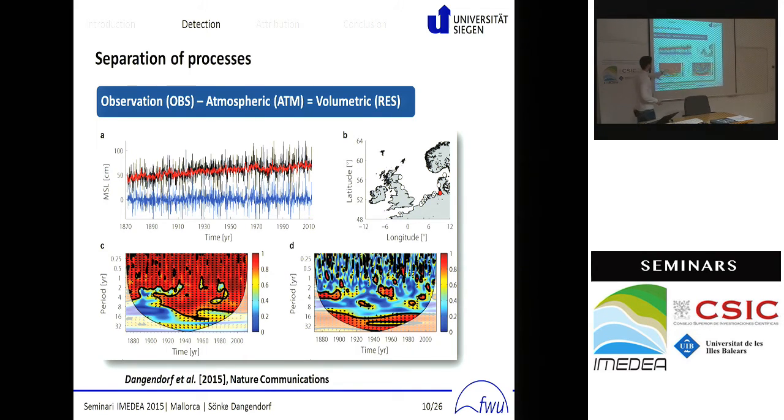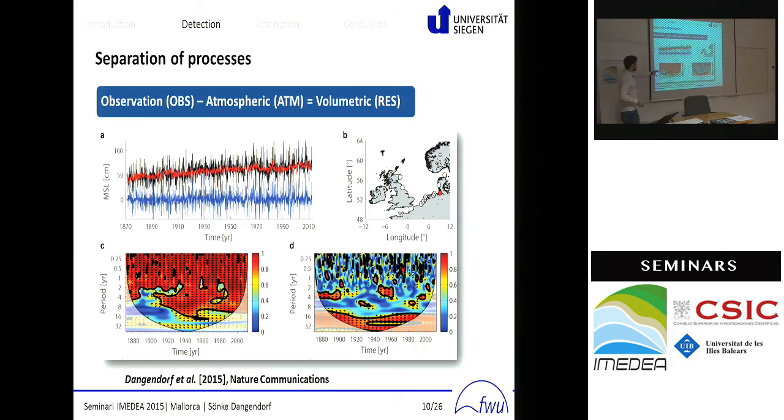And then you see in the lower part two plots of wavelet coherence. This shows the correlation on different time scales between two time series. On the left side, you can see the coherence between the wind component and the total measurement of sea level. And on the right side, you can see the coherence between the residual component containing density and mass changes, and the observation as well.